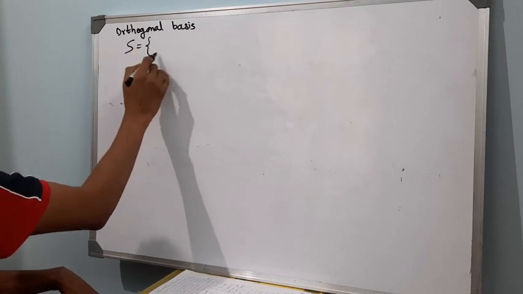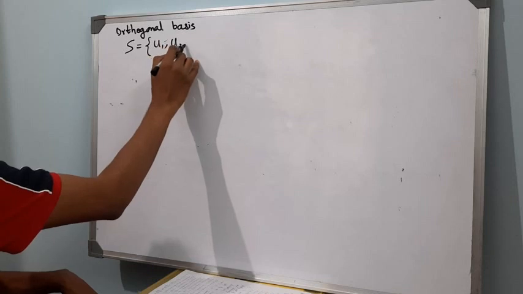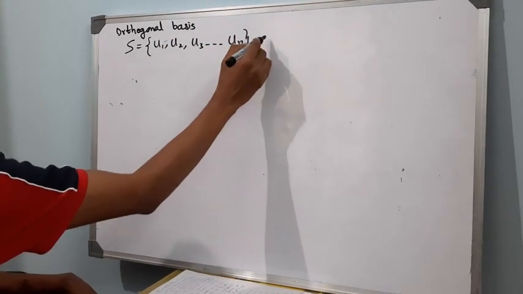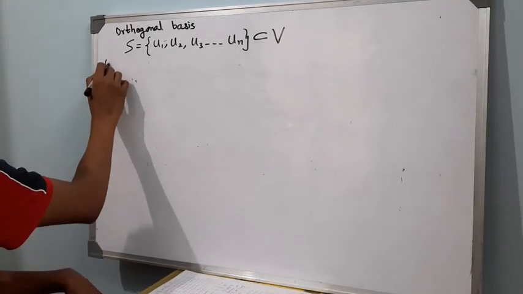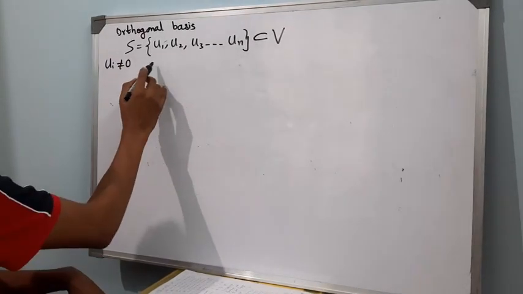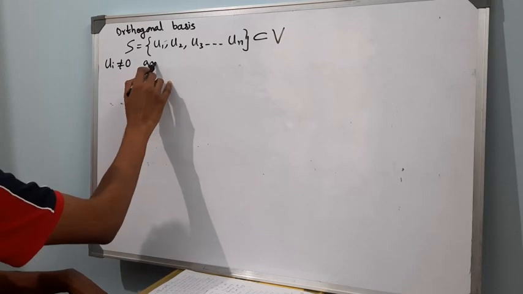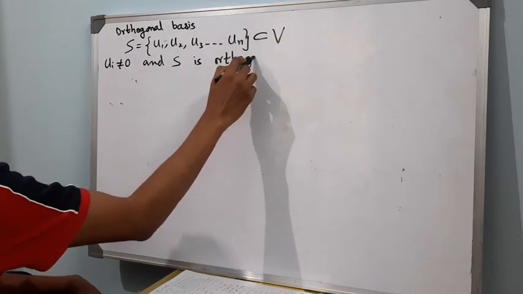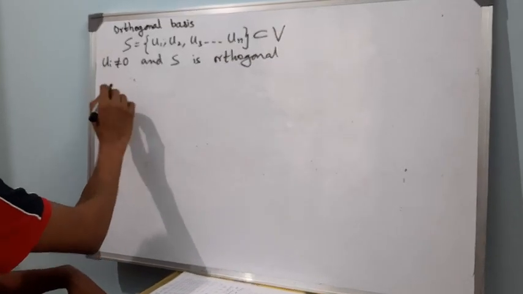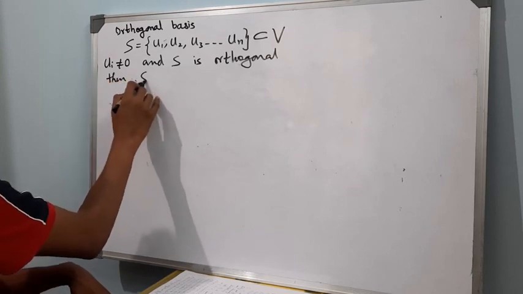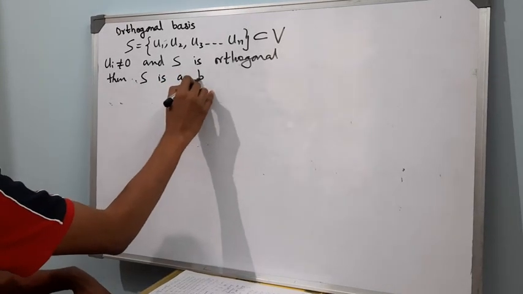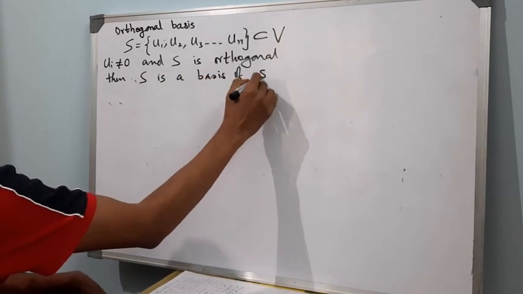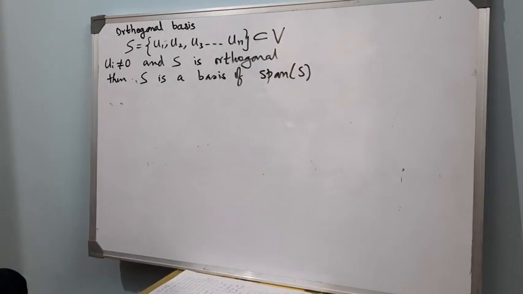Hello students, in this video I'll be discussing orthogonal bases. To begin with, if we have S equal to a set of non-zero vectors in a vector space V, ui not equal to 0, and S is orthogonal, then S is a basis of the subspace spanned by S, because S will be linearly independent since it is orthogonal.